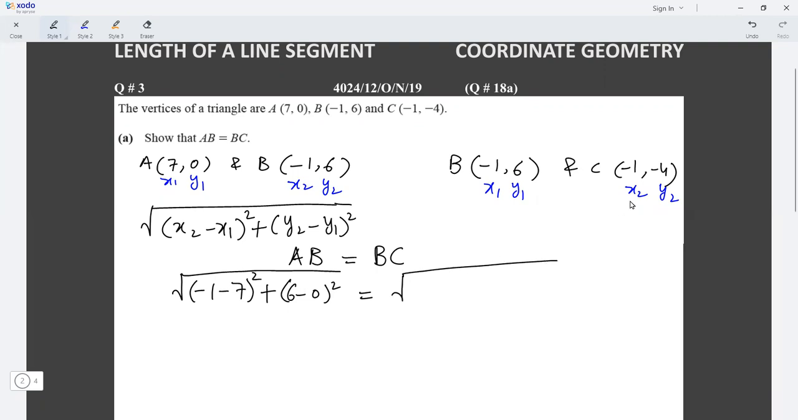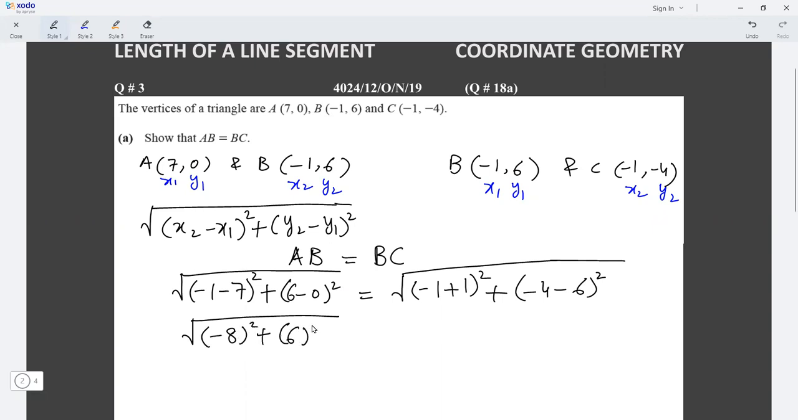So for BC, C is the second point. So x2 will be the x coordinate of point C. That's negative 1. So negative 1 is in the formula, and there is also a negative in the value of the x coordinate of point B. So one negative is in the formula, one is in the value, so it becomes positive, then whole square, then plus. What is y2? y2 is minus 4, and minus 6 whole square. So for AB, minus 1 minus 7 gives negative 8 square, then plus 6 square, equals. For BC, negative 1 and positive 1 will be cut.